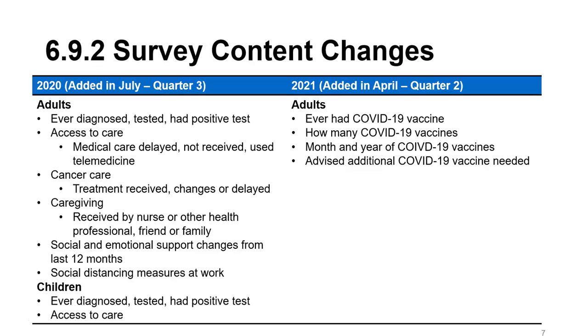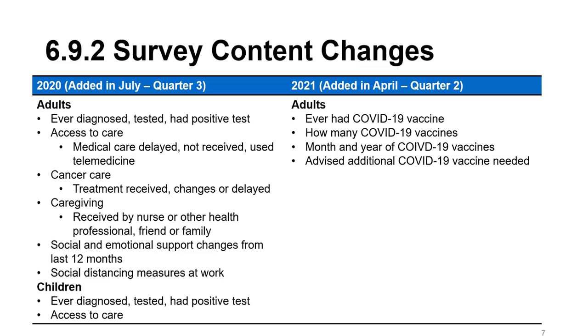Section 6.9.2, survey content changes. The NHIS also made several changes to the content that the data were collected on. In 2020, in quarter 3 in July, they added several questions for adults and some questions for children as well.